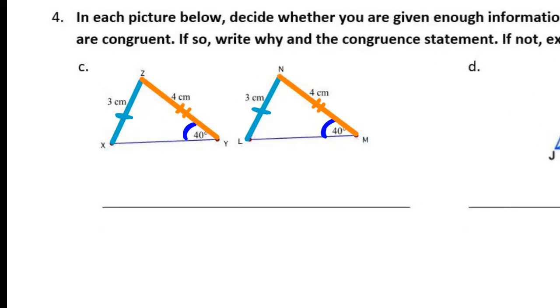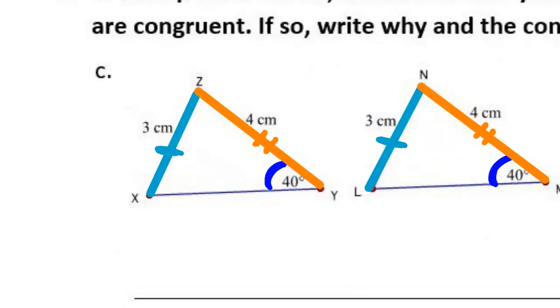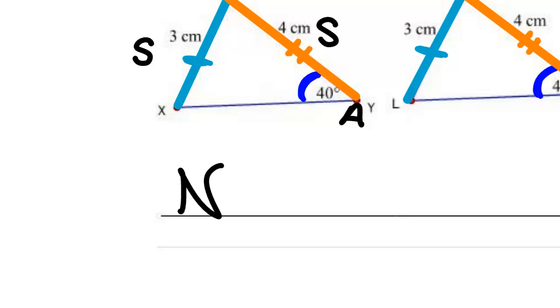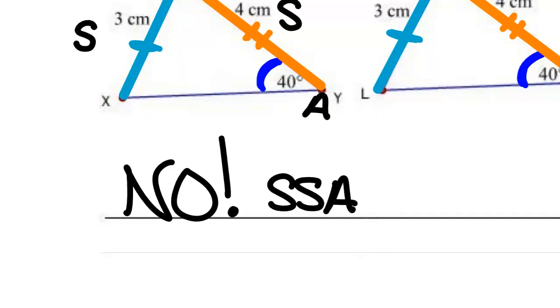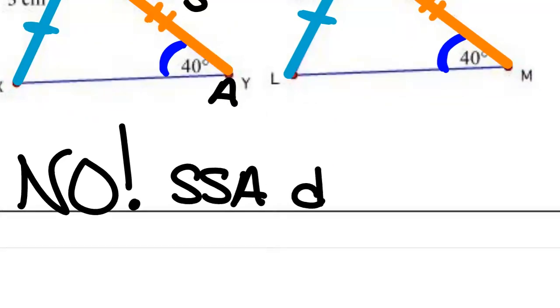What do I have here? Do I have side, angle, side? Do I have side, side, side? What do I have? Side, side, and then an angle, right? Is that a congruence criteria that I am allowed to use? No. Side, side, angle does not prove congruence.